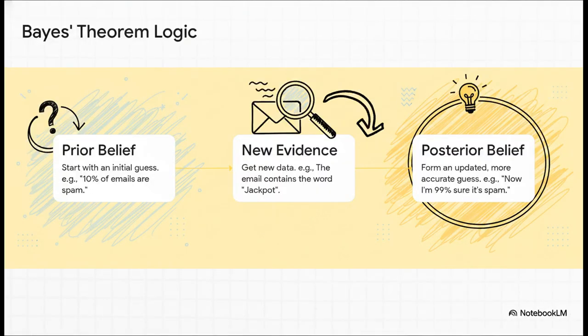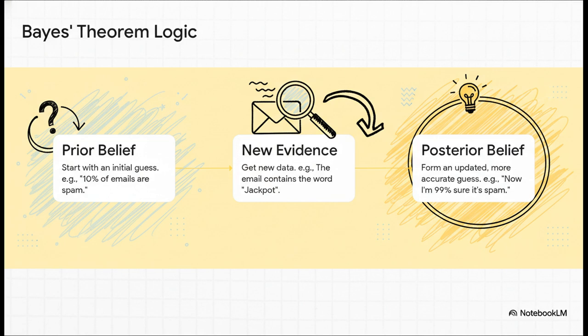And this whole learning process is driven by something called Bayes' theorem, which sounds complicated, but the logic is actually super simple. You start with a hunch, a prior belief. Then you see some new data, some evidence, and you use that evidence to form a new, smarter belief.